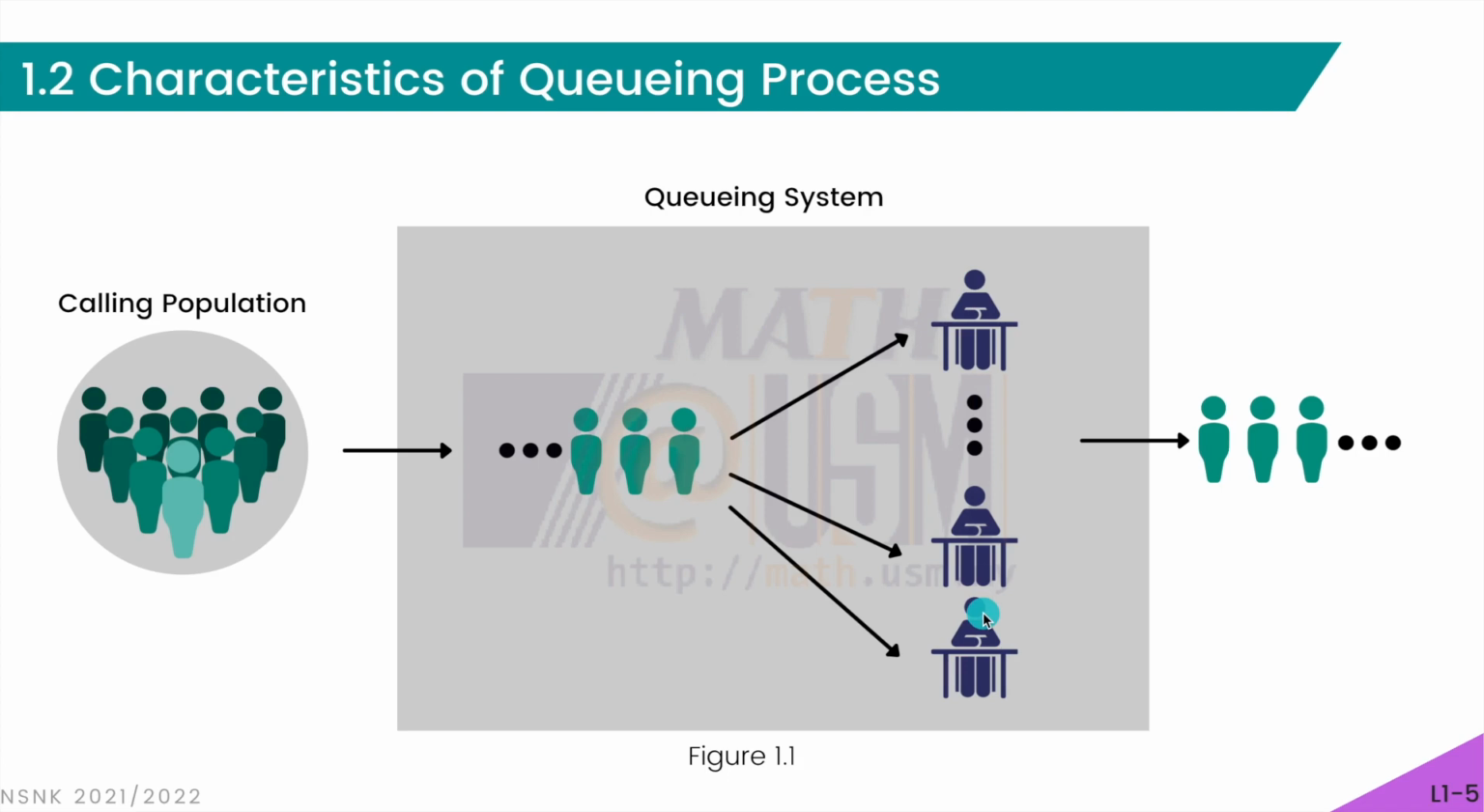The required service is performed by the service mechanism, which consists of the server and also the service channel. After the server has completed the service process, the customer will depart and leave the system. This departure is basically the outcome of the arrival, waiting, and service process. There are many types of queuing process, and one process is differentiated from another based on 6 factors.